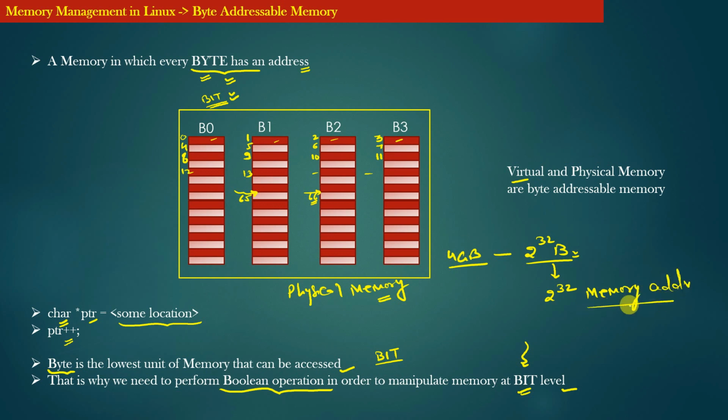Now the question is: what will be the address of the last byte of your physical memory? The address of the last byte of the physical memory will be 2 raised to the power 32 minus 1. So if you have a 4 GB RAM, then the address of the last byte of this 4 GB RAM will be 2 raised to the power 32 minus 1. And remember, addresses are nothing but numerical indexes which represent a particular location of a byte in a memory.